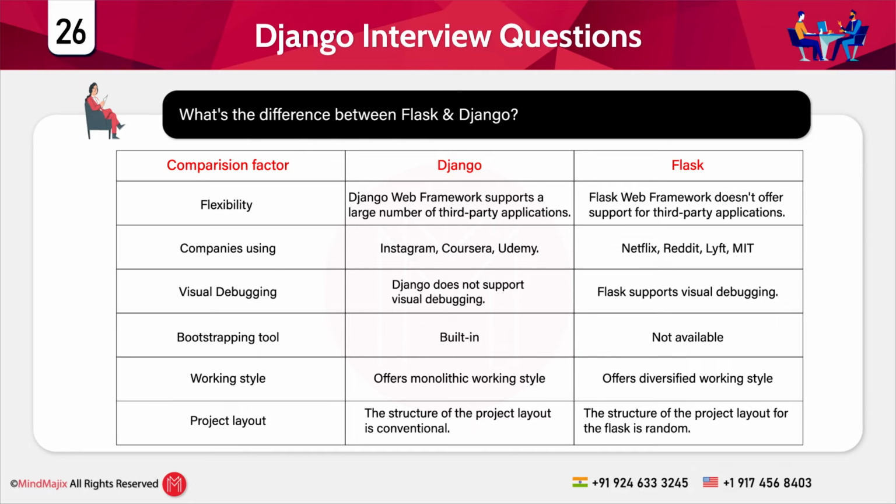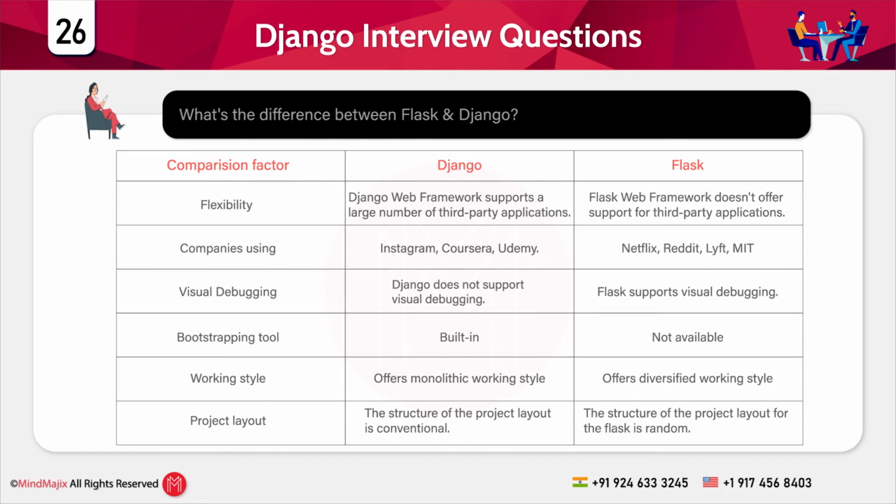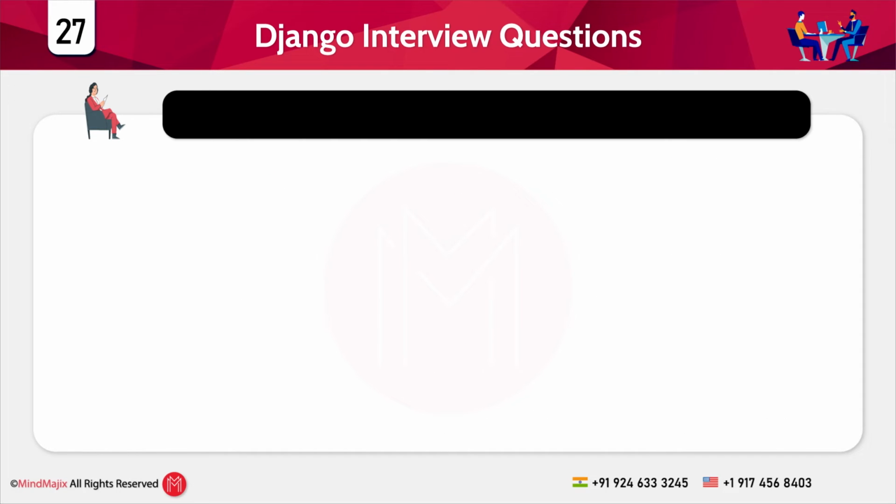In Django, the structure of the project layout is conventional, whereas in Flask, the structure of the project layout is random. Okay, so these were some of the key differences between Django and Flask. So guys, let's move ahead with the next question.